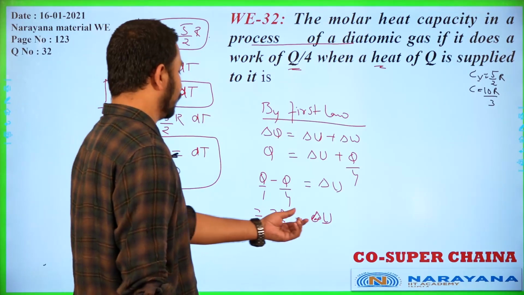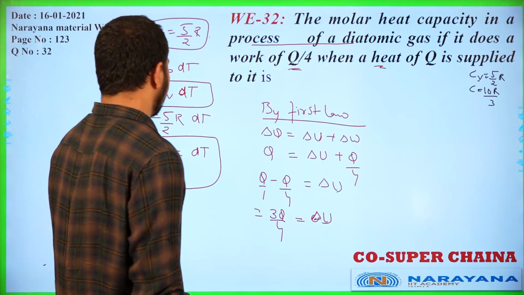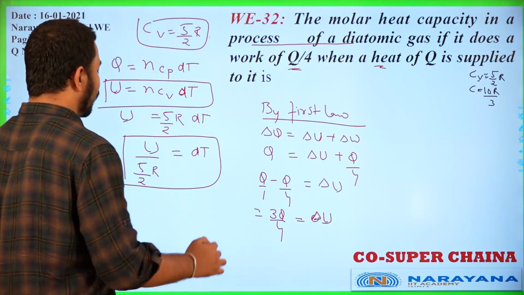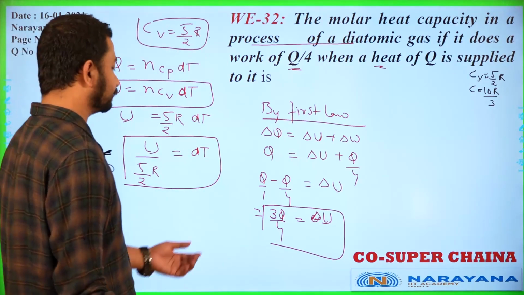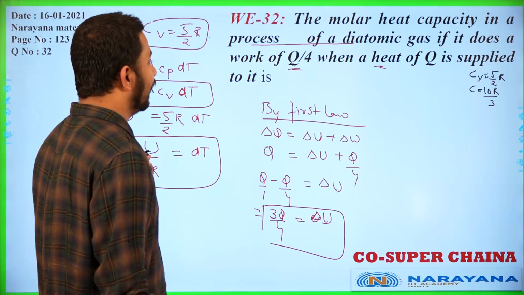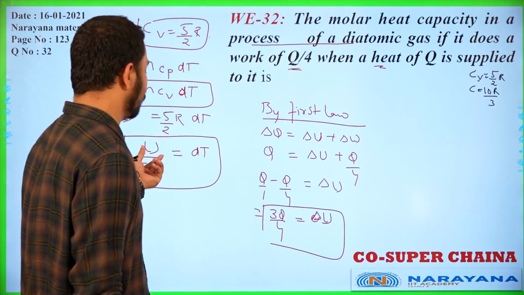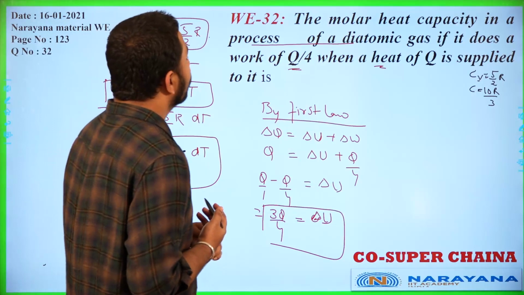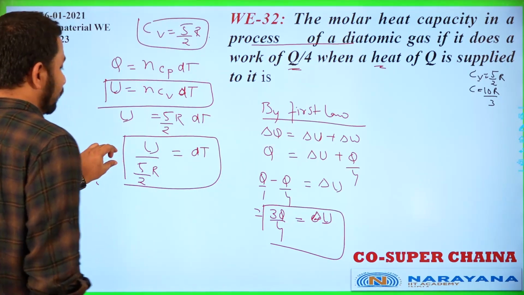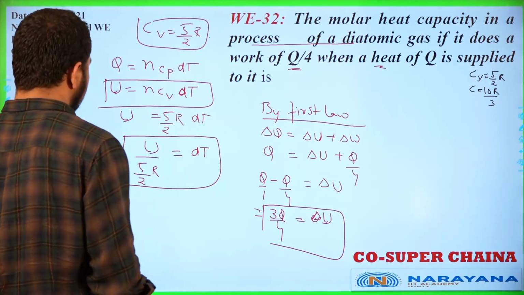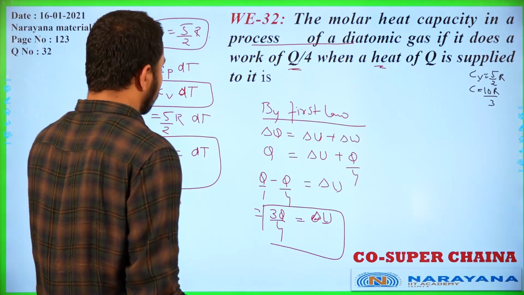This is the U value, and we substitute this U, 3Q by 4, in this form. Now in this process, the molar heat capacity is what is asked of us. The molar heat capacity of this is given to us, and dT we have already got the value.